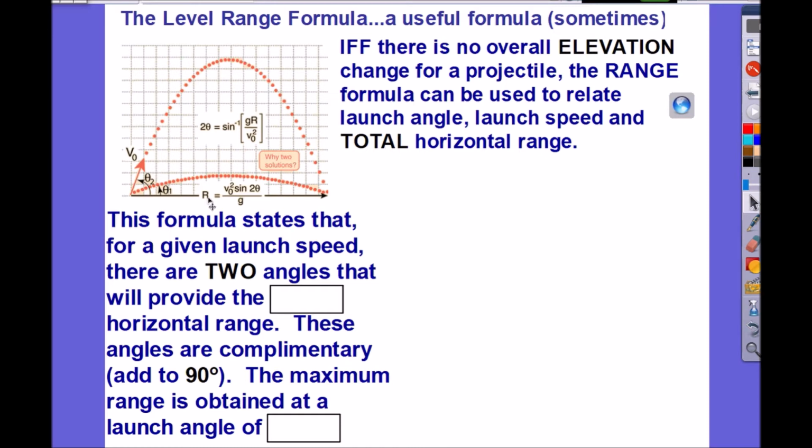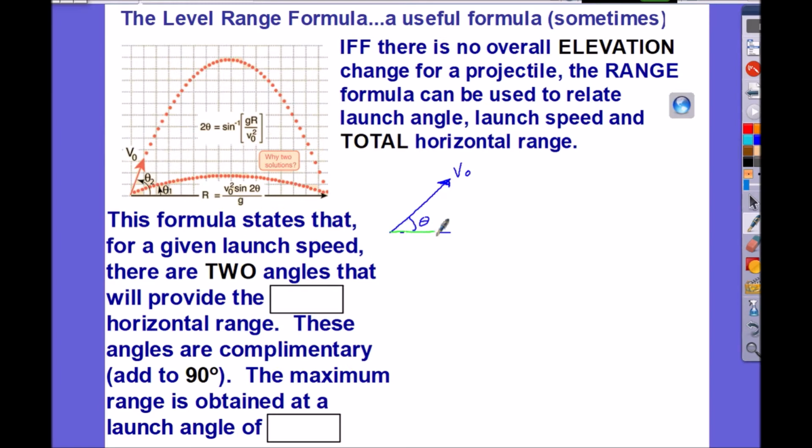Here it is. R is equal to v naught squared sine of 2 theta all over g. I want to show you where that equation comes from. So on any kind of projectile motion problem, the typical way to do it is to resolve some initial velocity, usually given as some magnitude at some angle, into its two components. So let's go ahead and do that.